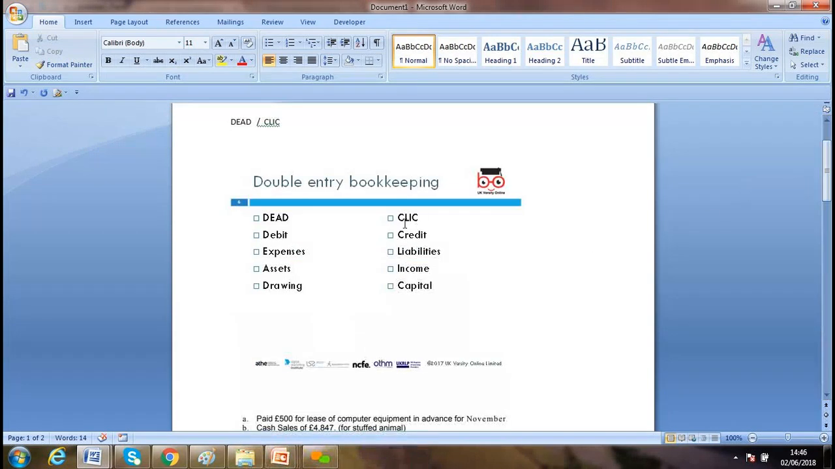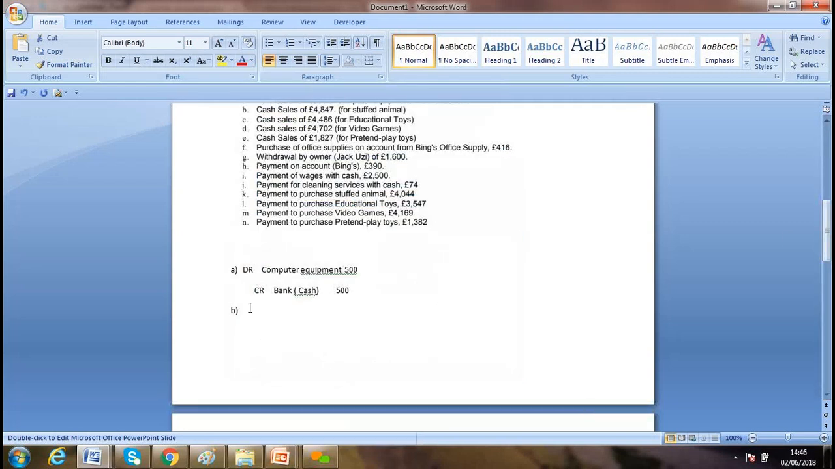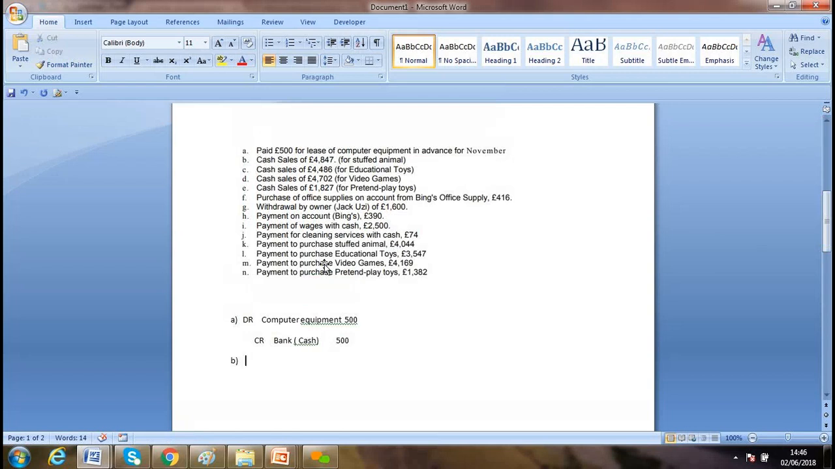Income goes to which side? Credit side, yes, CR. Click means that's a credit thing, and D means these are supposed to be debit. Now sales is the income, and income goes on the credit side. When you sell something, what are you getting? Money, so we are getting cash. Cash is our asset for the business, and cash is a debit, 4,847.